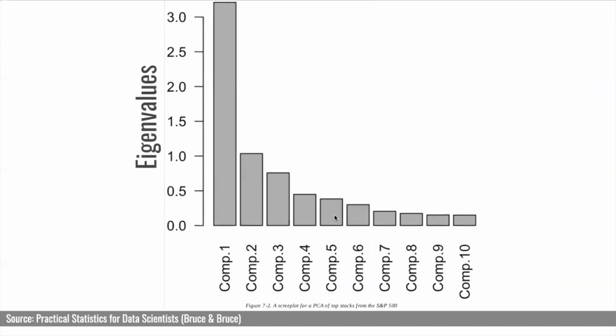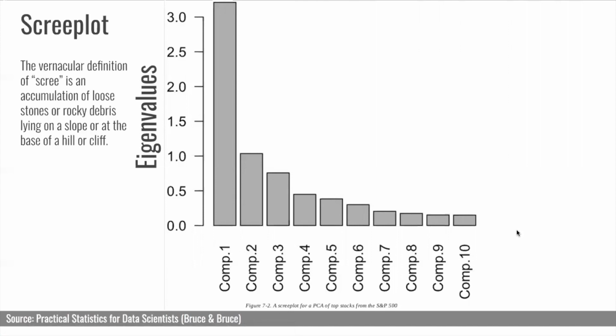If we were to generate PCs from these data, each component would have an associated eigenvalue, with the first principal component having the largest eigenvalue. And so what we're looking at here are eigenvalues on the y-axis and then the first 10 principal components on the x-axis. So this is a scree plot. When we're talking about scree plots, we're talking about the eigenvalues for each different component. The vernacular definition of scree is an accumulation of loose stones or rocky debris lying on a slope or at the base of a hill or a cliff.